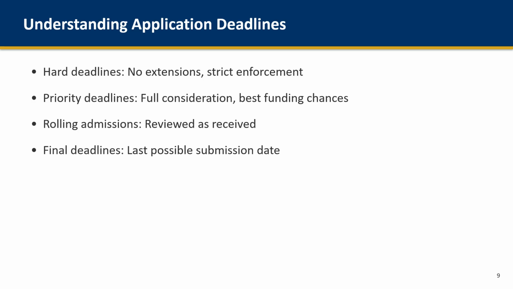Rolling admissions means applications are reviewed as they arrive rather than in a batch after a deadline. Earlier submission generally provides advantages: more seats available, more funding, and demonstrated serious interest. Final deadlines in rolling systems indicate the last possible submission date, often after most seats and funding have been allocated. Submitting at final deadlines for rolling programs is risky. Know which type of deadline applies to each of your programs and plan accordingly.